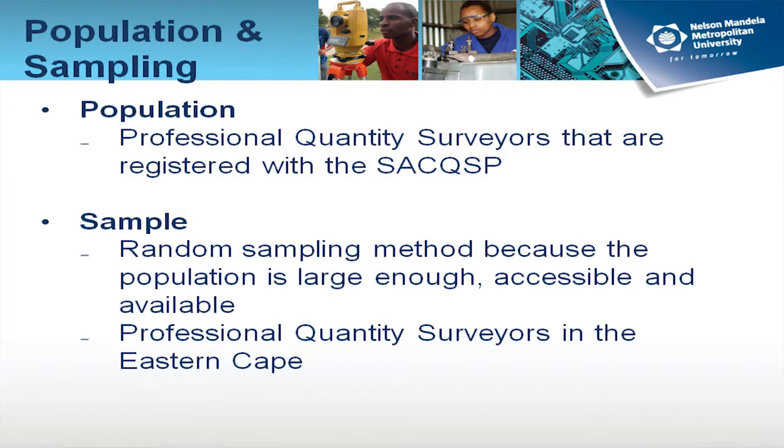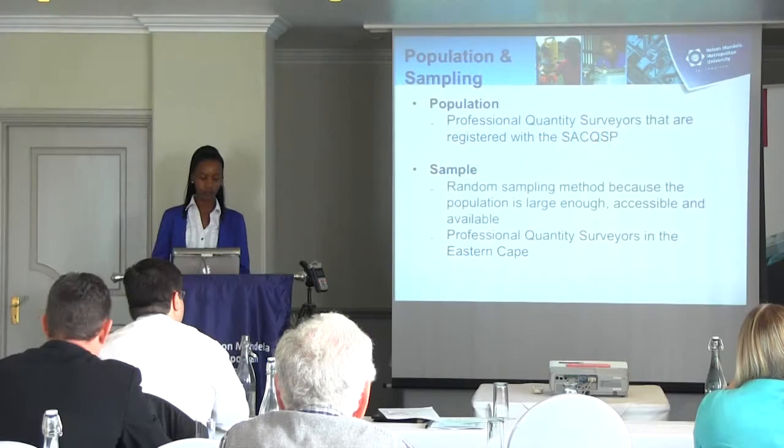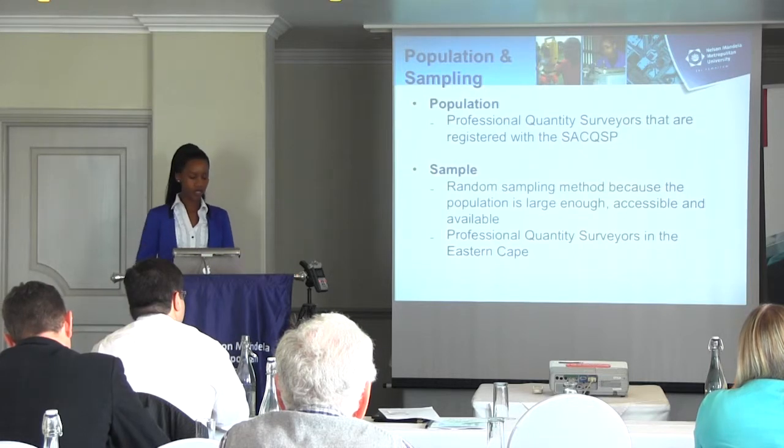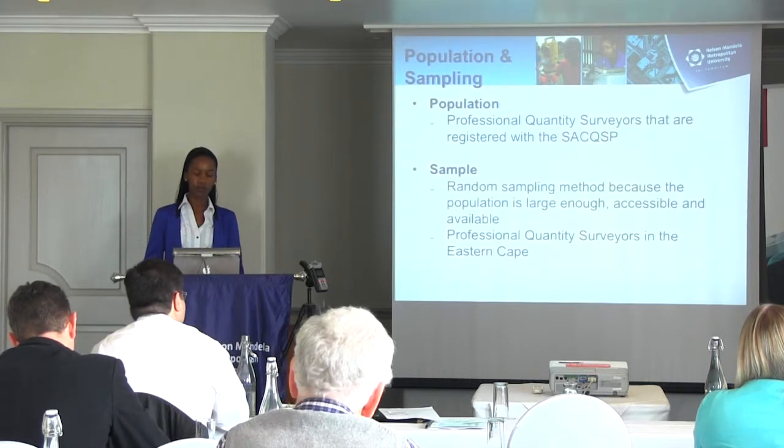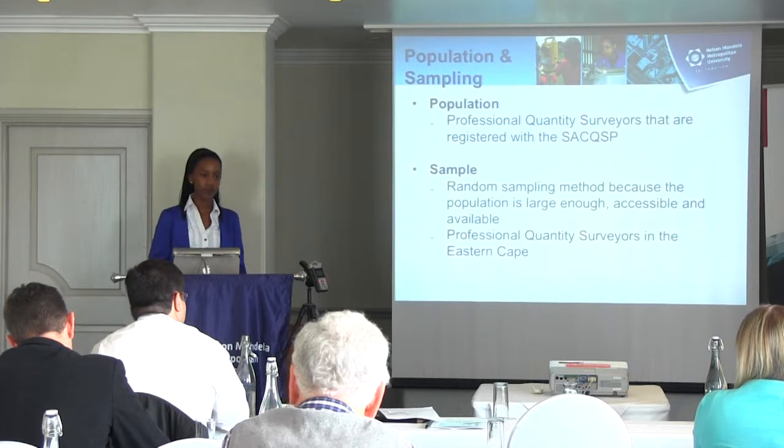In terms of population and sampling, I chose my population as the Professional Quantity Surveyors that are registered with the South African Council of the Quantity Surveying Profession. The random sampling method was chosen because my population is large enough, they are accessible, and they are available. In so doing, I chose the Professional Quantity Surveyors in the Eastern Cape as my sample.